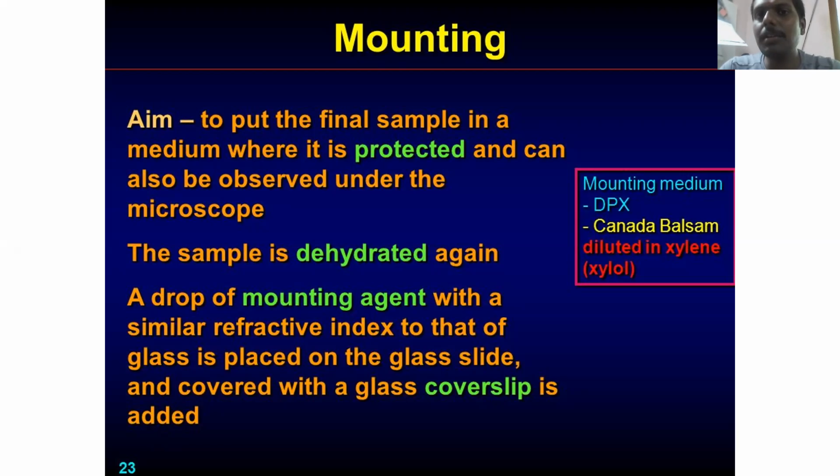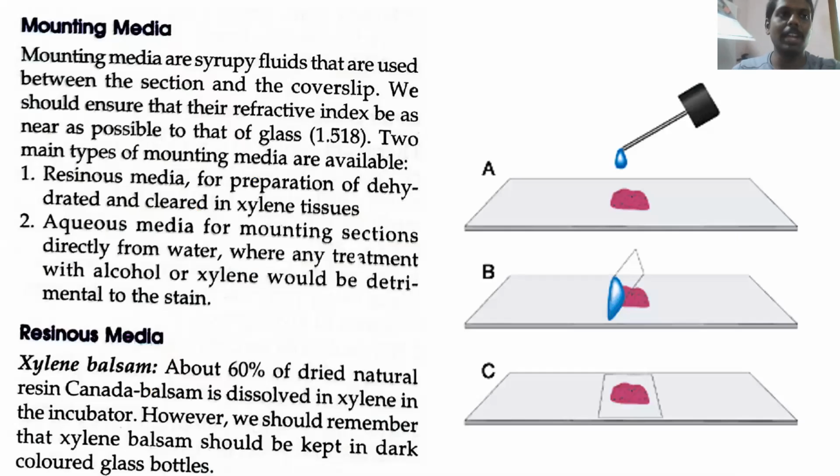The usually used mounting agent is DPX. Dextrin polystyrene xylene will be used as a regular mounting medium. Other than DPX, we can also use Canada balsam or diluted xylol as mounting agents. So let me show you the mounting agent. This is a drop of mounting agent added on a stained section, and I added a cover slip and mounted the section. Mounting media are transparent fluids that are used between the section and the cover slip. We should ensure that they refract. Yes, the refractive index of this particular mounting agent should be 1.51.